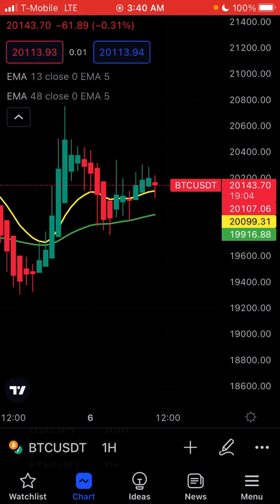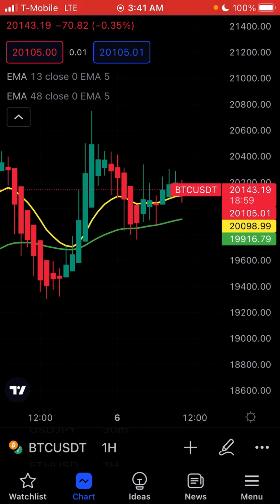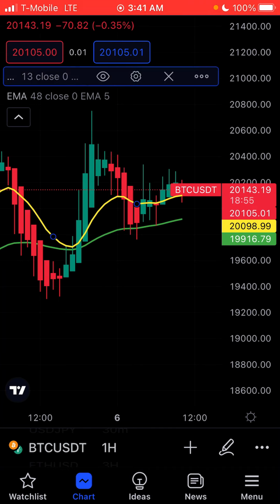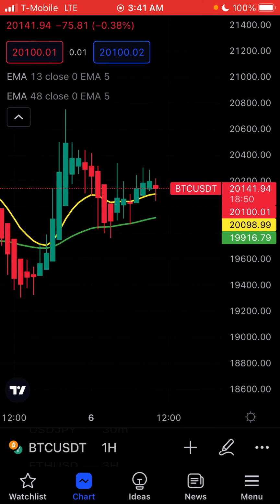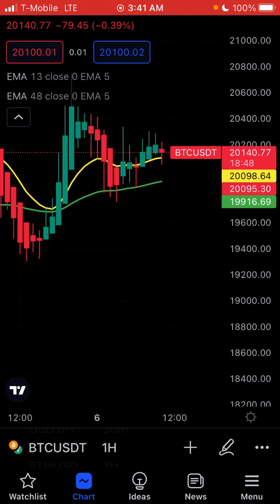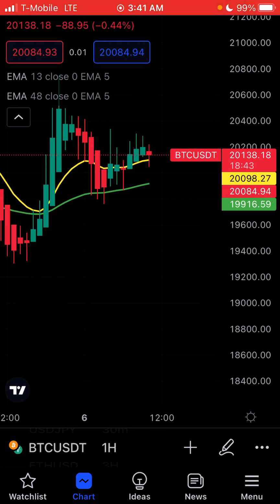But what you want to look for is this. You have to look at the 13 EMA, which is the yellow line, and follow that yellow line to make your indications of when you're going to enter the market. What you want to look for is when this yellow line crosses the 48 EMA. If it's going up, that means the market's going up. If the yellow line is going down, that means the market's going to be going down.